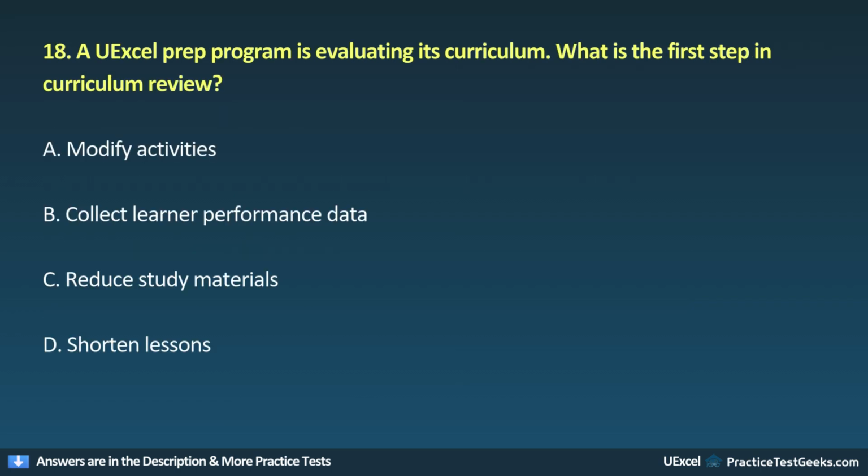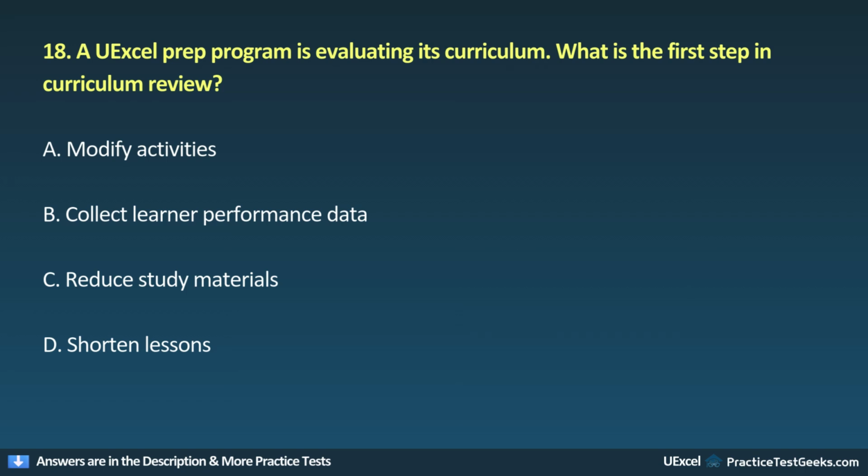18. A UExcel prep program is evaluating its curriculum. What is the first step in curriculum review? A. Modify activities. B. Collect learner performance data. C. Reduce study materials. D. Shorten lessons.